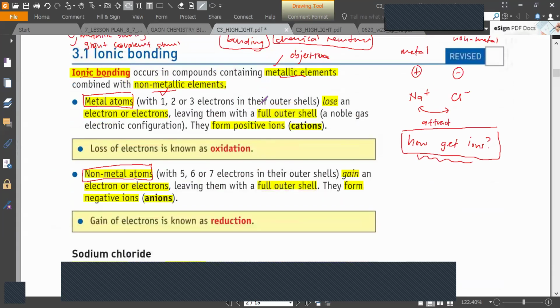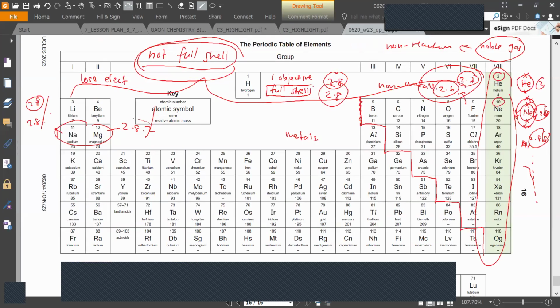Okay, so this is what's going on here. The metal atoms will always lose electrons to get a full outer shell. For example, magnesium is 2,8,2. It will lose 2 to get the full shell, so it will form magnesium 2+. Another example, aluminium 2,8,3. It will lose 3 to get the 2,8, so aluminium will become 3+.